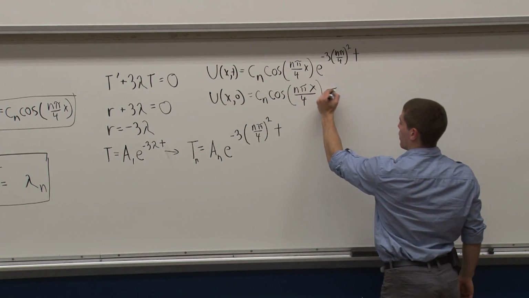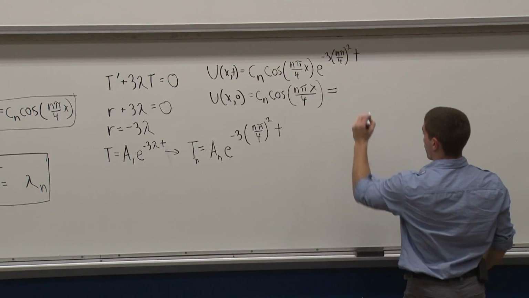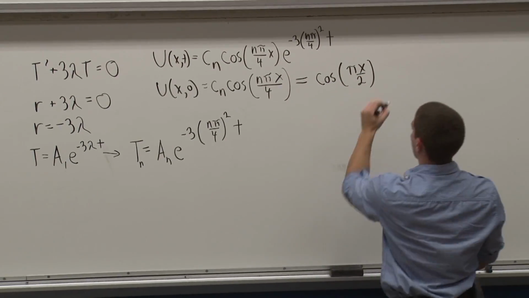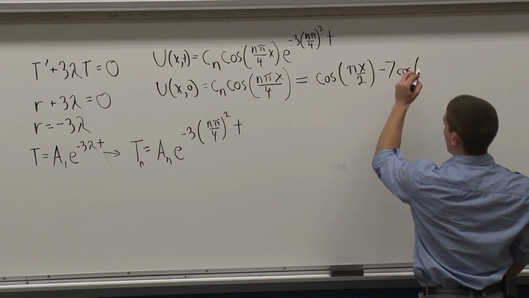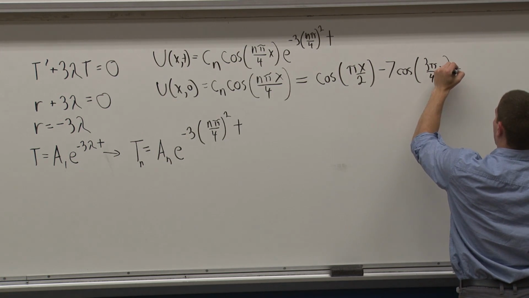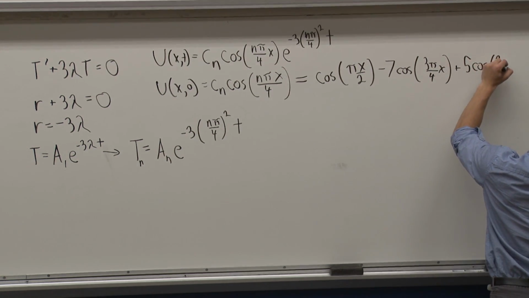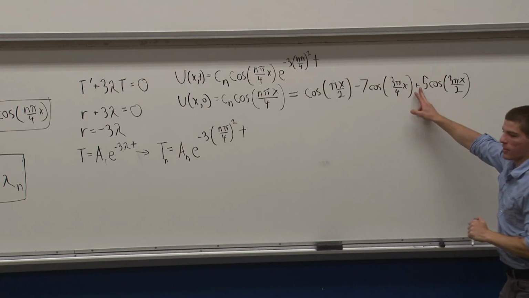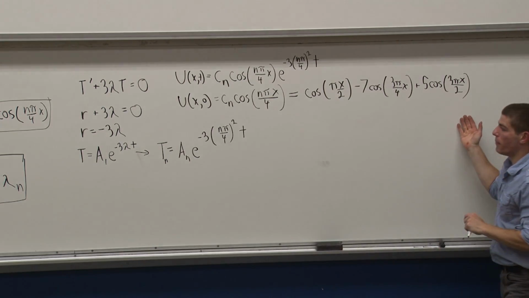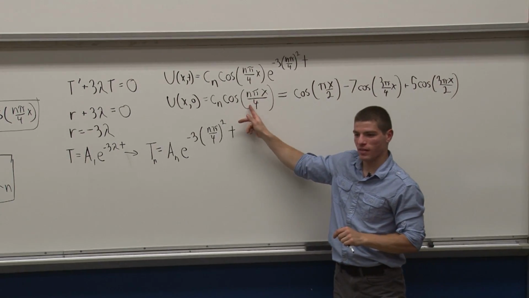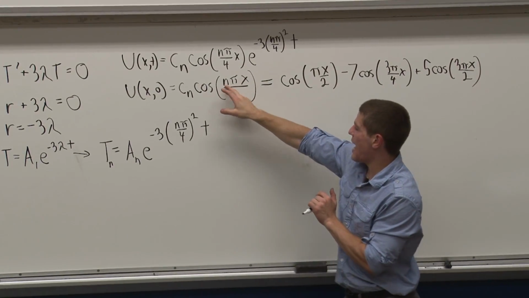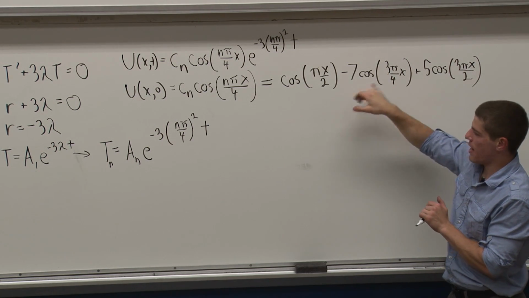This has to equal all of that stuff, so I'm going to rewrite it. Cosine pi x over 2 minus 7 cosine of what? Jake, you tell me. 3 pi over 4 x. And then the other one is 5 cosine 3 pi x over 2. All right, it's plus, right? Yep. Obviously this one term can't equal these three terms, but if we have three different n values, they can. We need to set this up so that these n's match with this n.